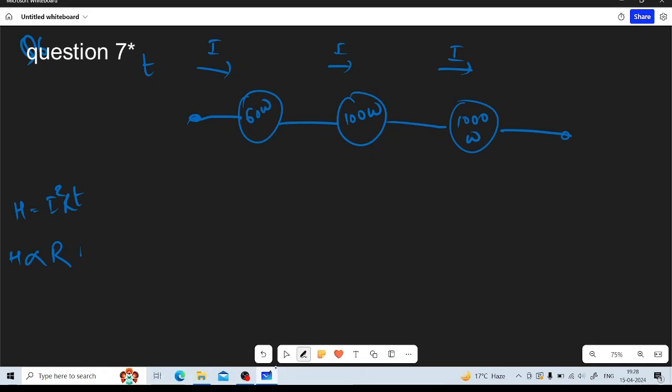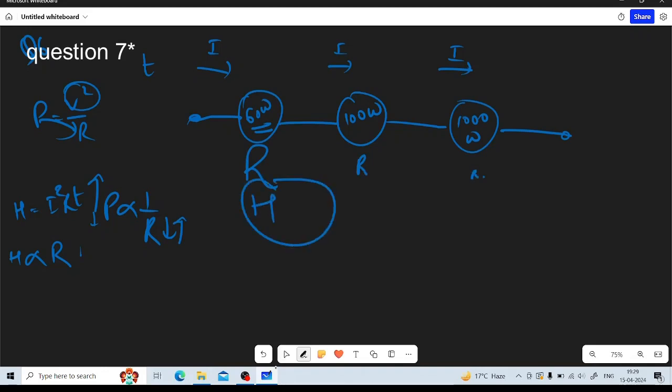Now we need to check which has the highest resistance. We know power is V square by R. If V is constant, power and R are inversely related. The one with the highest power has the lowest resistance, and the one with the lowest power has the highest resistance. Power is lowest at 60 watt, so its resistance is large. So heat produced here will be more, and this bulb will glow the brightest.